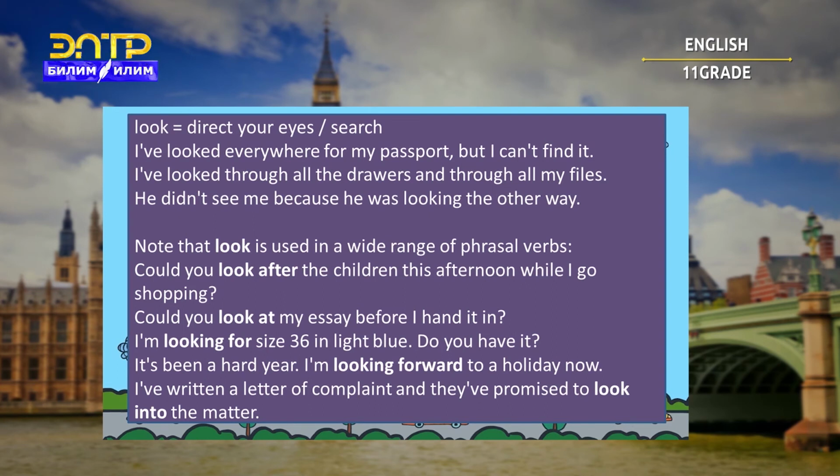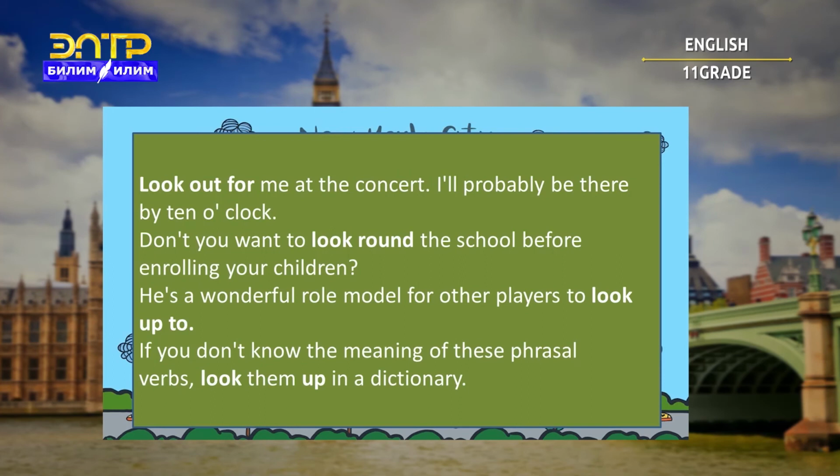I'm looking for a size 36 in light blue. Do you have it? It's been a hard year. I'm looking forward to a holiday now. I've written a letter, a complaint, and they promised to look into the matter. Look out for me at the concert. I'll probably be there by 10 o'clock.